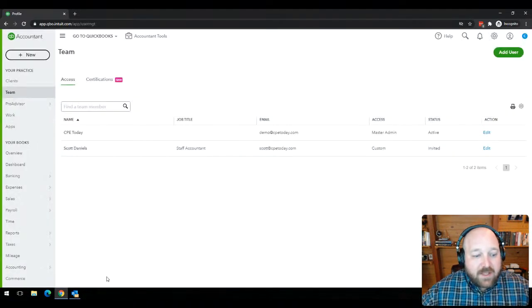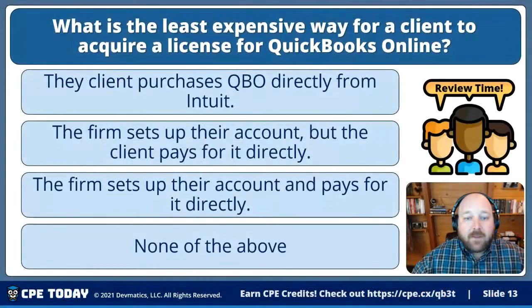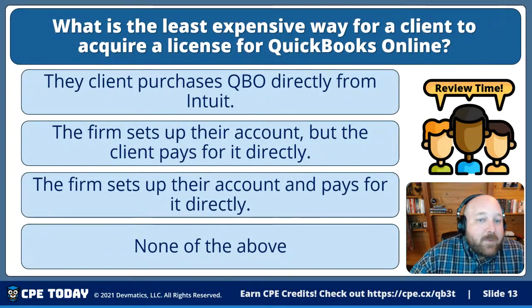Alrighty. So that's a little bit with respect to our firm management. Let's go ahead and have another polling question. What is the least expensive way for a client to acquire a license for QuickBooks Online? Is it they purchase QBO directly from Intuit? The firm sets up their account, but the client pays for it directly? Is it the firm sets up their account and pays for it directly, or none of the above?